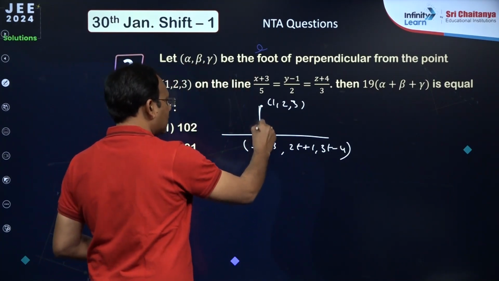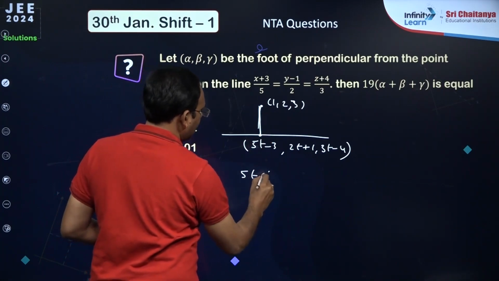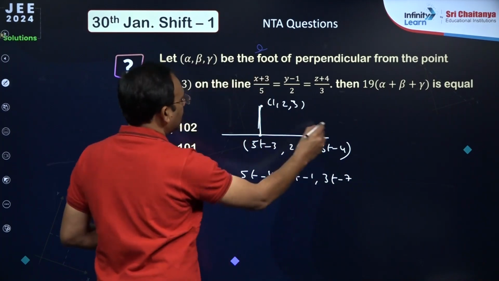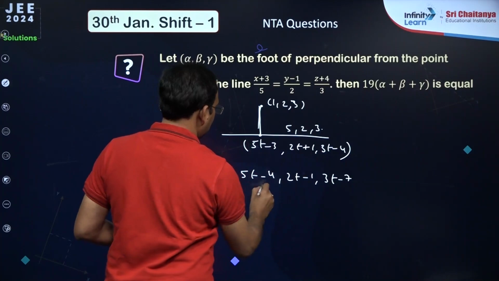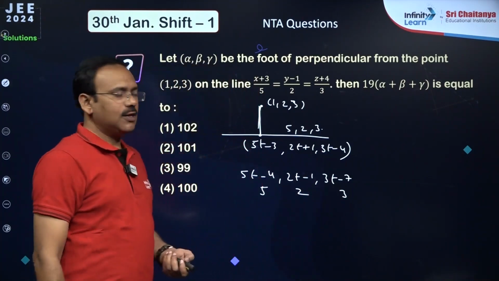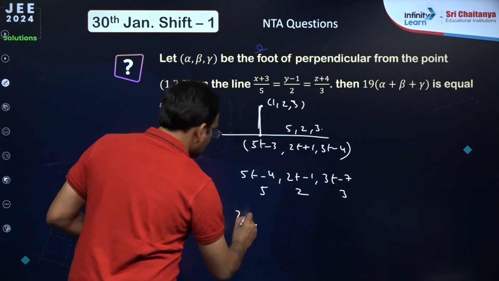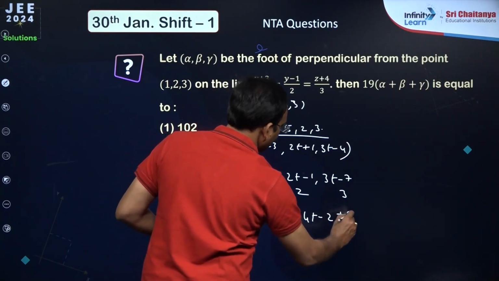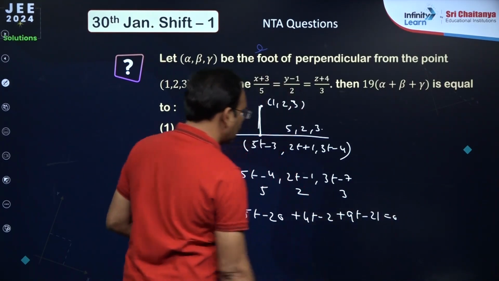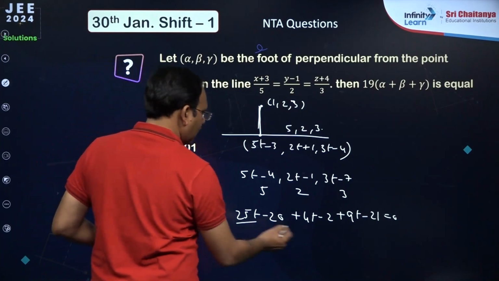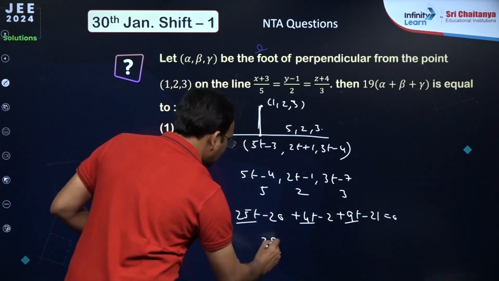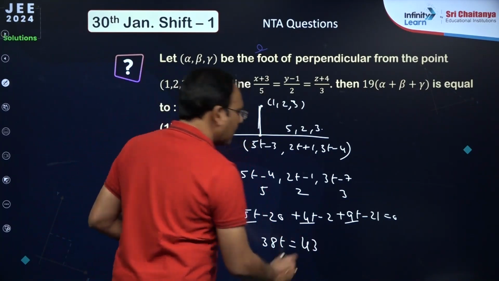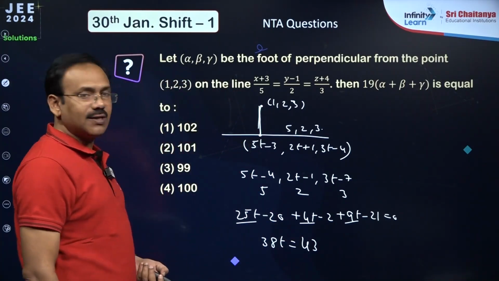You just take the drs of this line. This is 5t minus 4, 2t minus 1, 3t minus 7. Drs of this line are 5, 2, 3. Since they are perpendicular, you can just take the dot product as 0. This is 25t minus 20 plus 4t minus 2 plus 9t minus 21 equal to 0. From this, my dear friends, 25, 34 plus 4, 38t is equal to 43. From this, you got the value of t as 43 by 38.